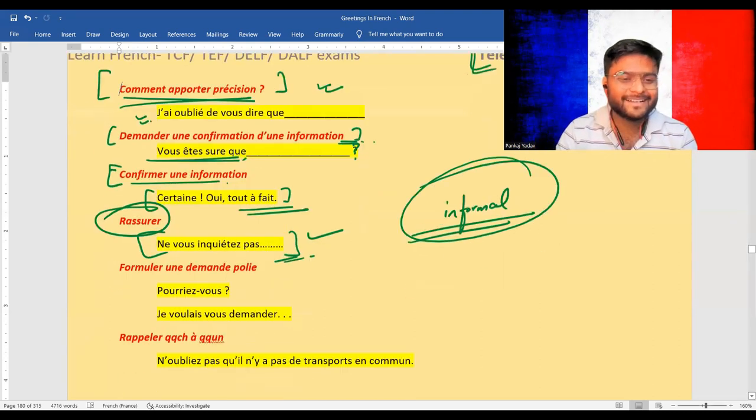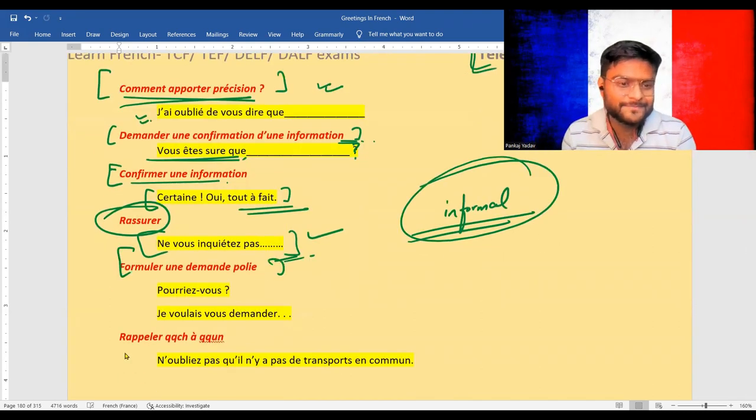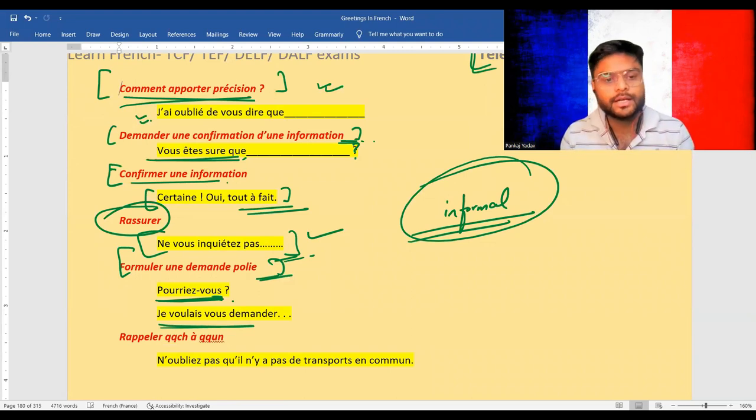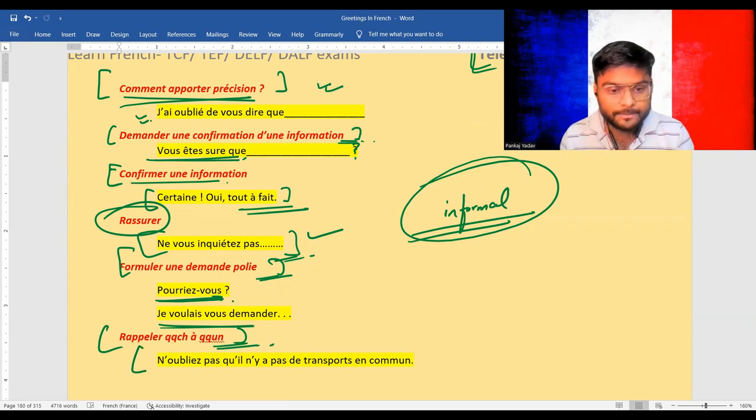OK. Formuler une demande polie. Pourriez-vous m'aider, s'il vous plaît? OK. Je voulais vous demander quelque chose. OK. Rappeler quelque chose à quelqu'un. Comment vous pouvez rappeler quelque chose à quelqu'un? Par exemple, n'oubliez pas qu'il n'y a pas de transport en commun.